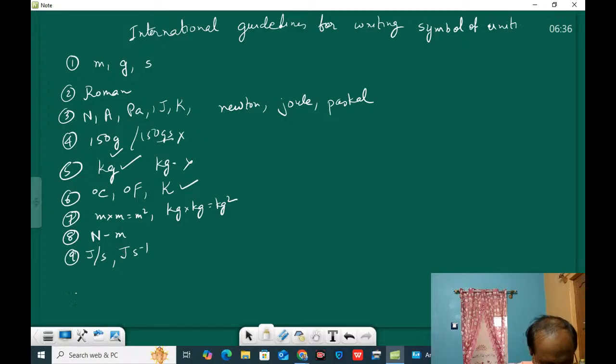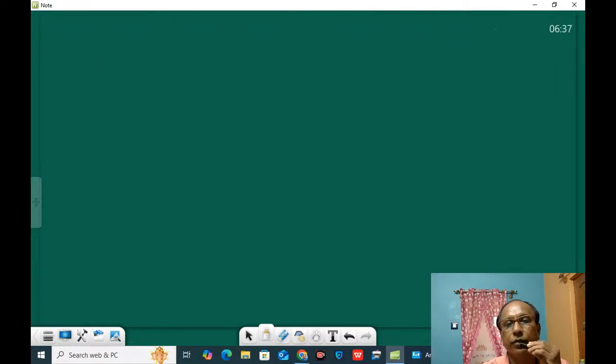Beside that, we can write another thing, that the meter per second square. You can write meter per second square, or you can write meter second to the power minus 2. These are the various ways in which you can write the different units, and these are the international guidelines for writing symbol of units.